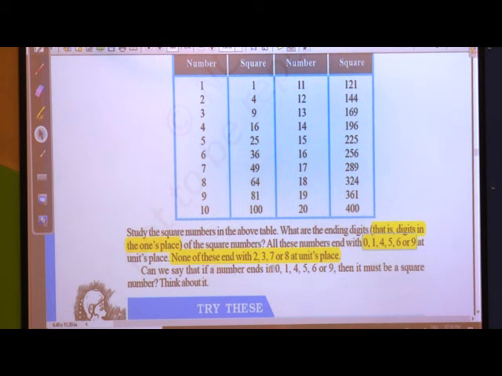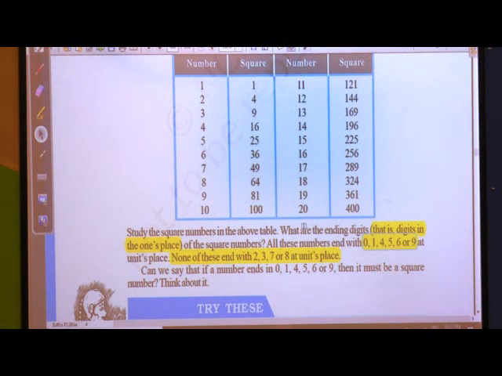Can we say that if a number ends with 0, 1, 4, 5, 6 or 9, then it must be a square number? Think about it. Children, again to the table we are referring. 1 square 1, 2 square 4, 3 square 9, 4 square 16, 5 square 25, 6 square 36. In this way 10 square 100. The digit in the units place or ones place: 0, 1, 4, 9, 6, 5, 6, 9, 4, 1. Let us come to the third column and the fourth column.